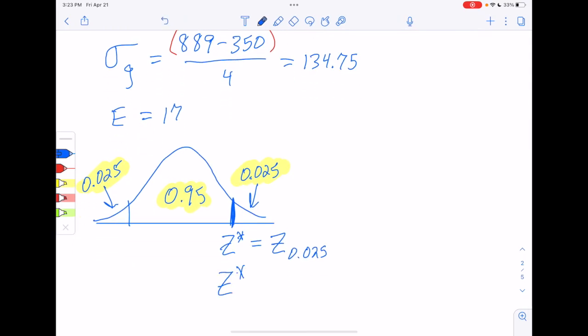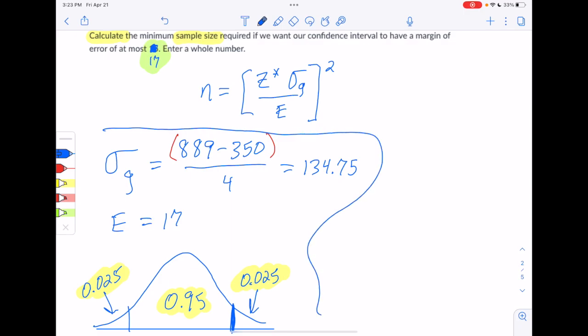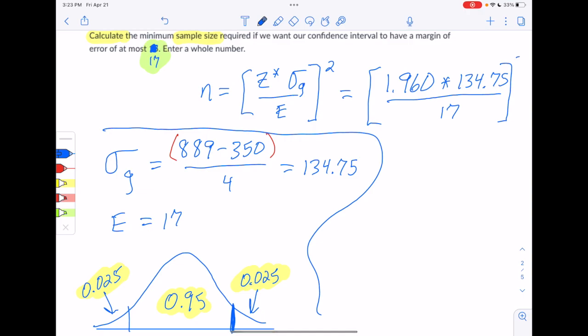So z-star is approximately 1.960, and now we have all the pieces we need. This is kind of our scratch work to get all the pieces assembled. Now we can get going on the formula. That z-star we just found of 1.960 times our guess at sigma, which worked out to be 134.75. Divide that by the desired margin of error, which is 17, and then square all of that. Forgetting to square is a fairly common mistake, so definitely remember to write the square and to do the square on the calculator.